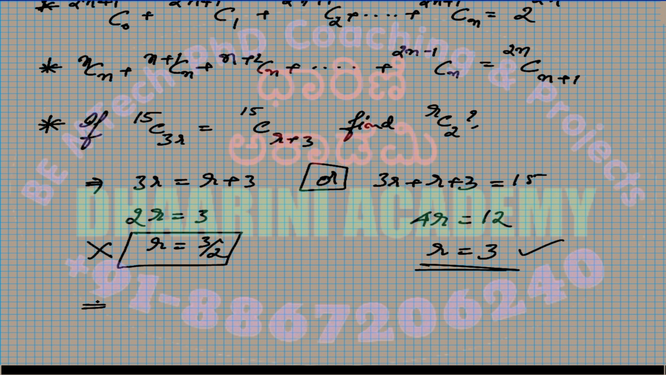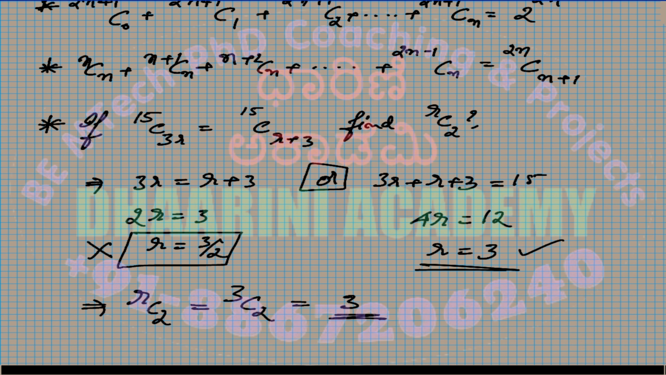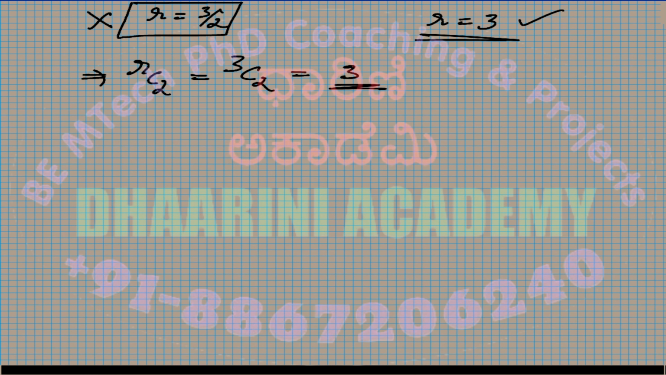So they are asking what is rC2. r is equal to 3, so 3C2 is nothing but you can calculate and get the answer. I think the answer comes directly as 3. So this is the required answer. All right, let us move on to the next question.